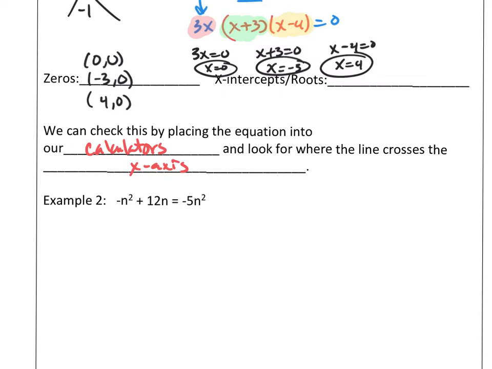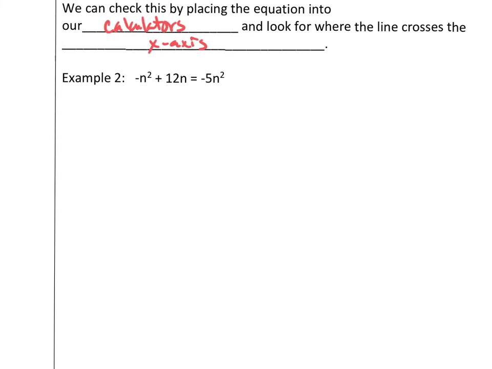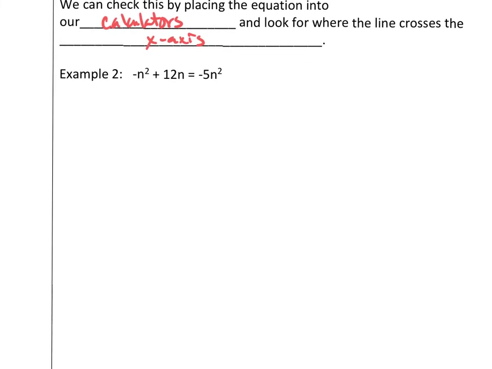Okay, so far we've had some pretty nice examples. Number 2 is not so nice. So what is the big difference between number 2 and all the other examples? Hopefully you've noticed that it's not set equal to 0. So the first thing you're going to do is set it equal to 0. So I'm going to go ahead and add 5n squared and combine it with my other n squared over here to leave you with 4n squared plus 12n equals 0.